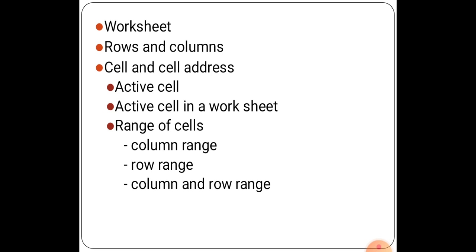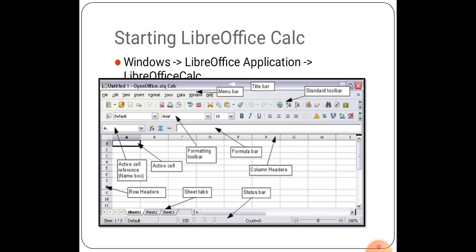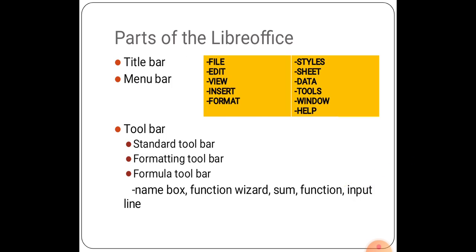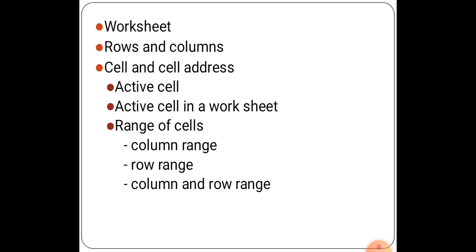Okay, the next thing is cells and cell address. A cell is the intersection of rows and the columns. So the intersection of row and column together is called a cell. The address of the cell can be given using the column name and the row number. For example, if the pointer is placed in the first one, the column name is A and the row number is 1. The name of the cell is A1.